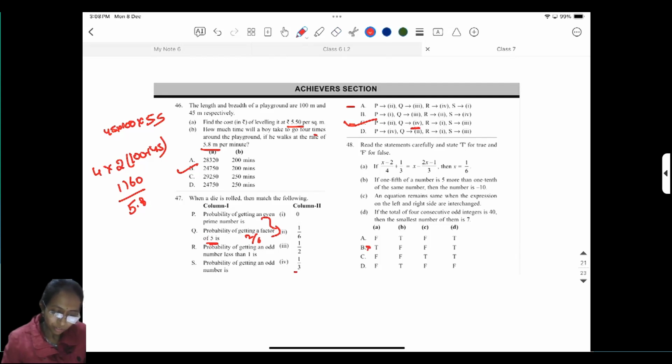Now, 1/5 of a number is 5 more than 1/12 of the same number. Then the number is 10. So 1/5 of minus 10 is minus 2, which is 5 more than 1/10 of the same number. 1/10 of the same number, that means minus 1. This is only 1 less than this. So this is again false. So C option is the correct option. First one is false. Second one is also false.